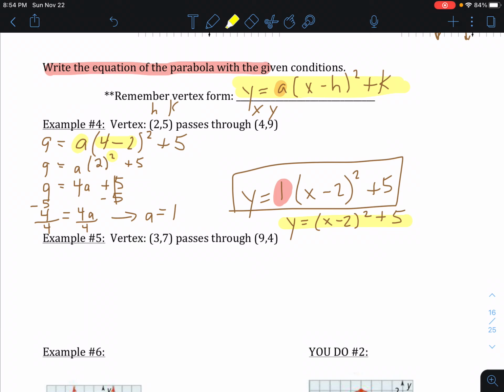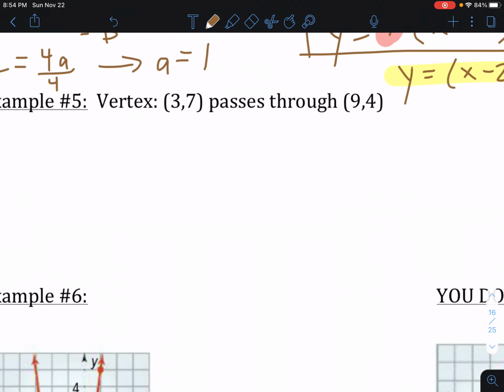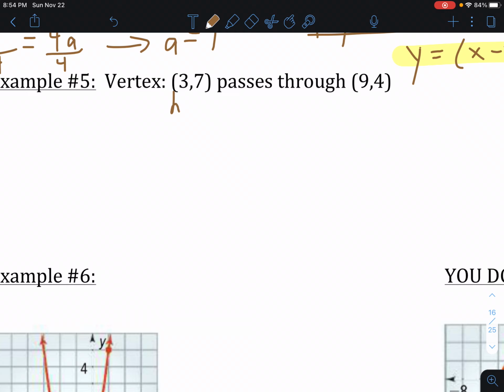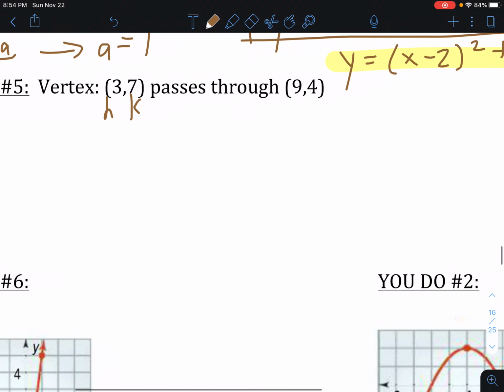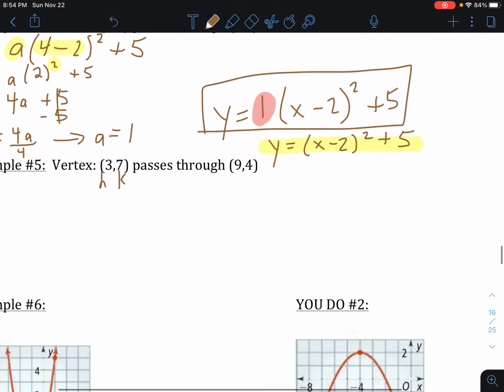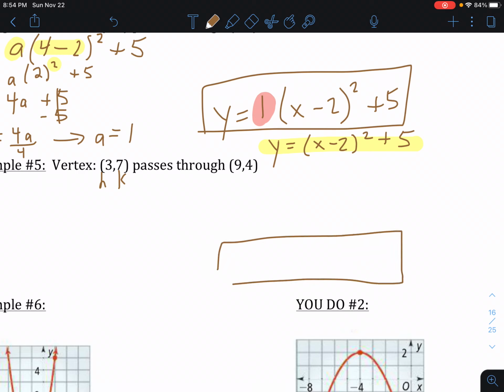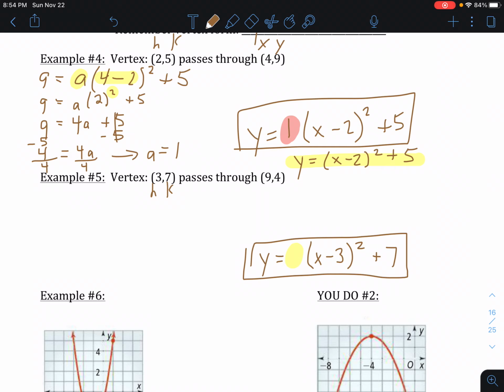Okay, let's try another one. So here I'm given the vertex, so that's going to be my h, k. I don't know what my a is, so let's go down to where our answer's going to be. So y equals, we'll leave an open space for a. We don't know what that is yet. We are going to plug in parentheses x minus h, close parentheses squared, and plus k. So literally, that is half the problem right there.